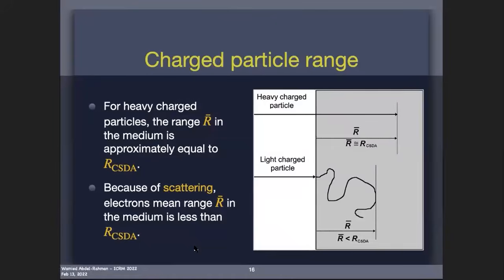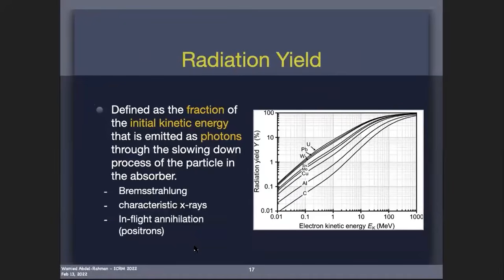The radiation yield is the fraction of the initial kinetic energy of the charged particle that is emitted as photons. And obviously, this is only for light charged particles. As the kinetic energy increases, the radiation yield will increase.